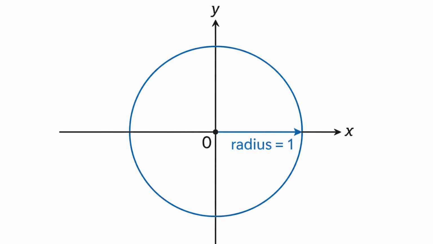The unit circle is just a circle with a radius of 1. That's it, nothing fancy. We center it at the origin of the coordinate plane, right where the x and y axis cross. Because the radius is 1, every point on the circle has coordinates that fit the equation x squared plus y squared equals 1.